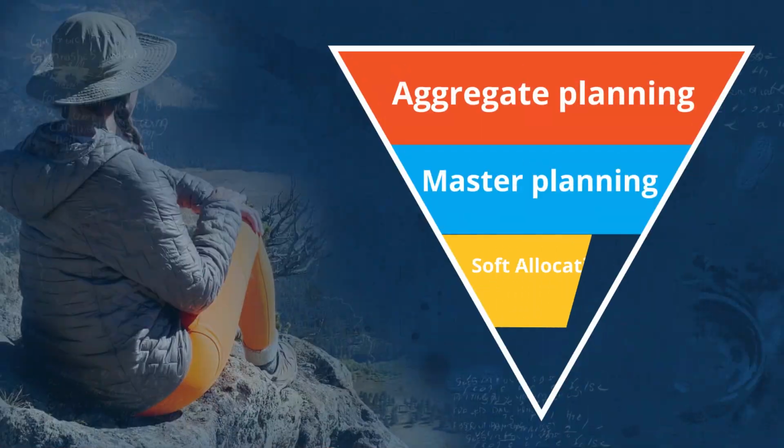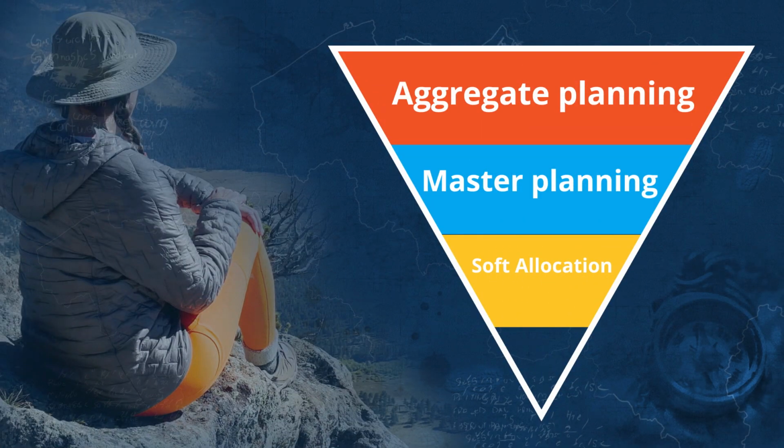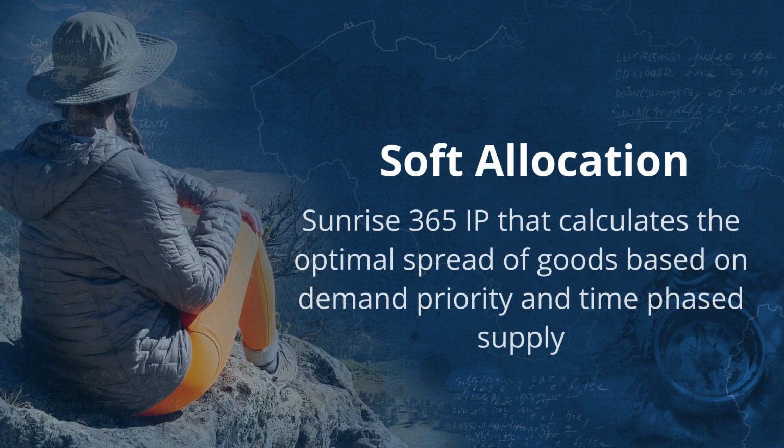Okay, so we have our plan. Are we ready to execute? The next step should be inventory analysis, or what we refer to in Sunrise 365 as soft allocation. Soft allocation is all about the theoretical what if. Soft allocation relies on a philosophy that not all demand is created equal. So what it's doing is it's looking at your supply horizon and your demand horizon to figure out the most optimal spread of your goods.